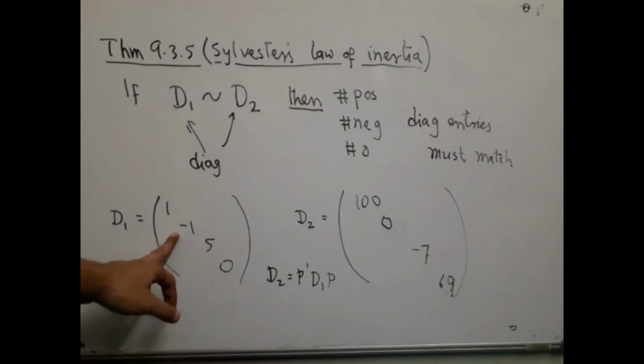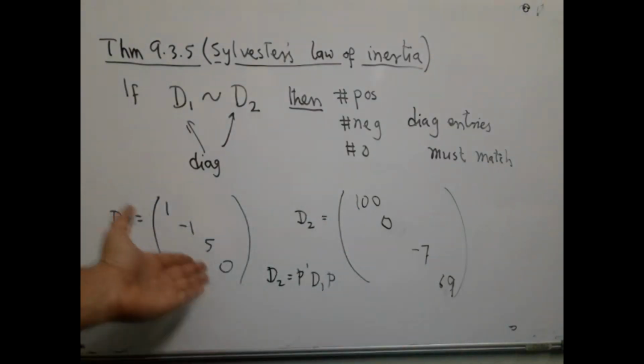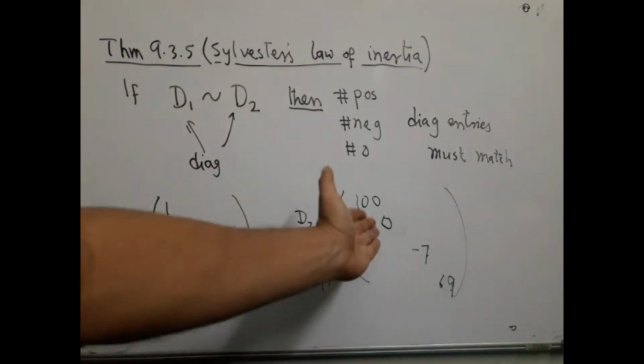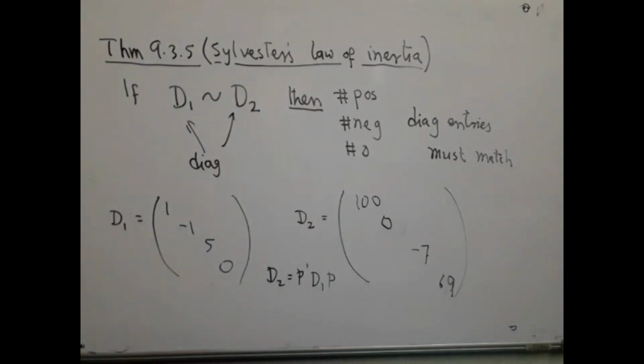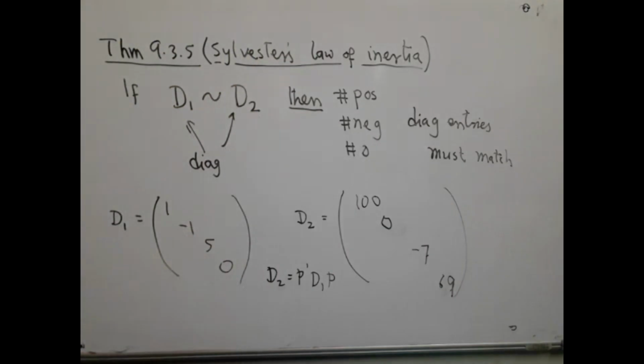Similarly, the number of negative entries here happens to be 1. Here also the number of negative entries is 1. The number of zero entries is 1 and the number of zero entries here is also 1. So the exact values do not matter. Their positions do not matter. All that matters is the number of positive, the number of negative and the number of zero.